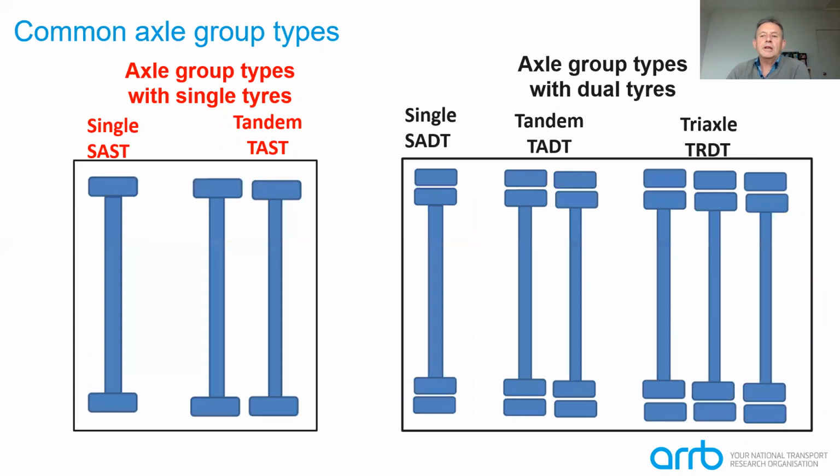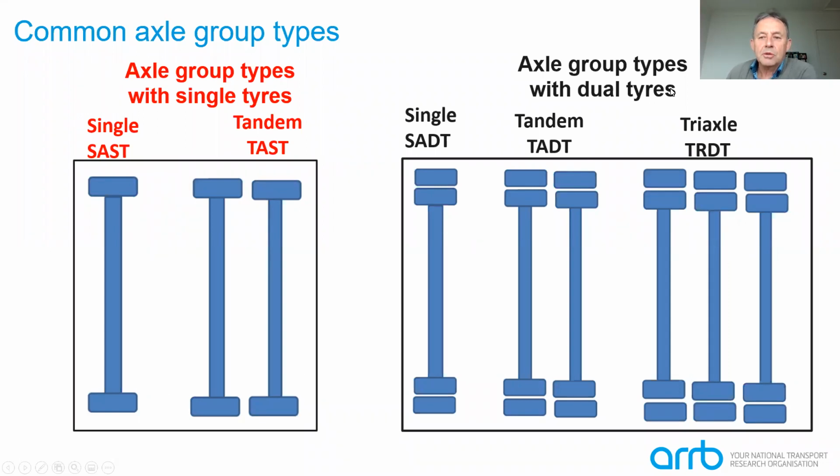So here again is some of the common axle group types. A single axle with single tyres, and that's commonly a steer axle on a truck, for example. Another axle group with single tyres is a tandem steer, and you see those on concrete delivery trucks, for example, a twin steer, that was commonly called.